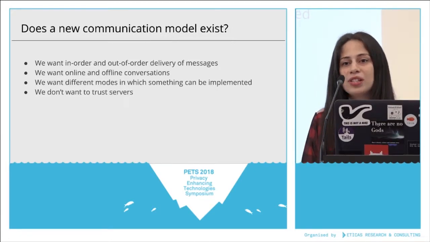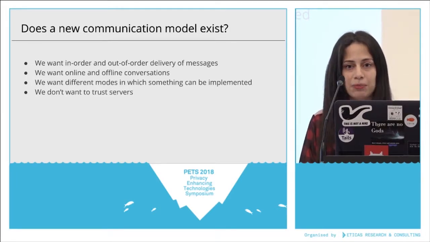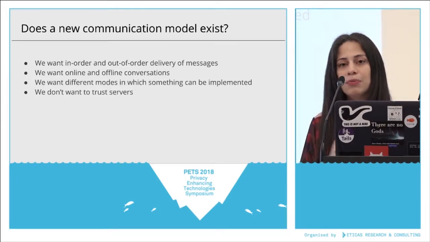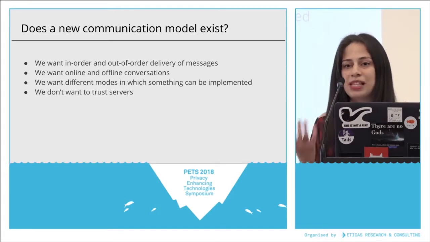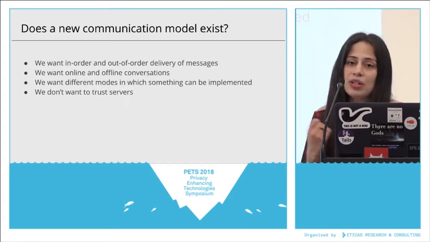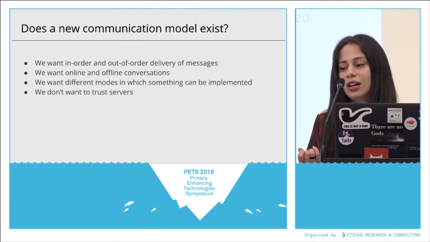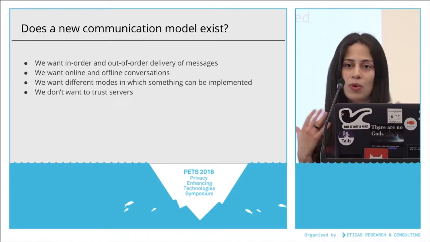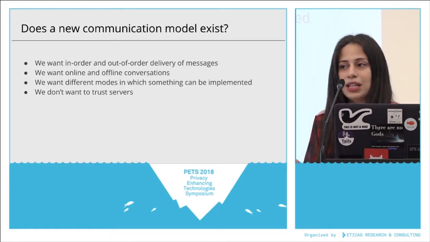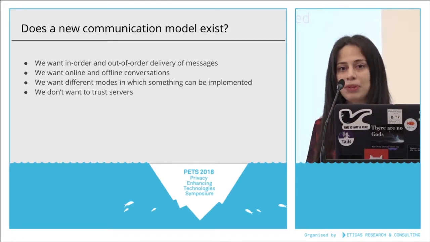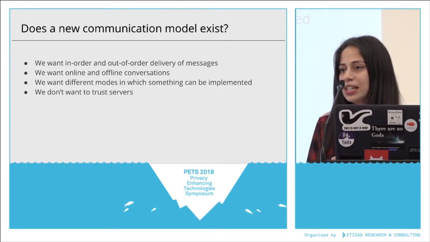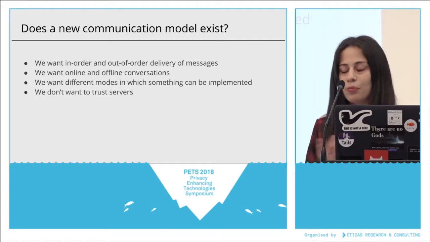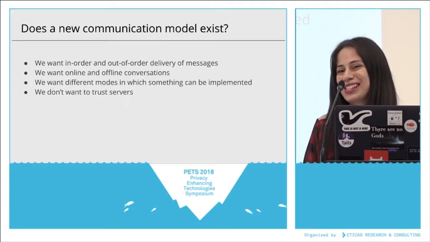We also want different modes in which the specification of OTR can be implemented, and this is something that we aim for because implementers sometimes have a different scenario in mind from the one that was specified when you wrote the protocol. So for example, let's take the example of OTR 4. If an implementer only wants to implement OTR 4 interactively, they can go ahead and see the guidelines for implementing this interactively. If they want to implement this so it's compatible with OTR v3, they also have the guidelines for doing so. And we also don't want to trust servers. Why?